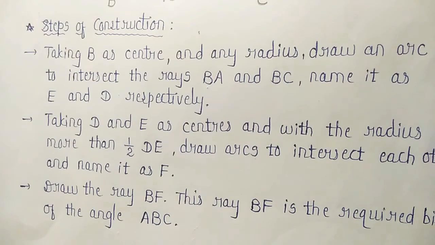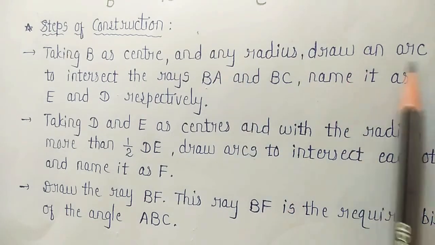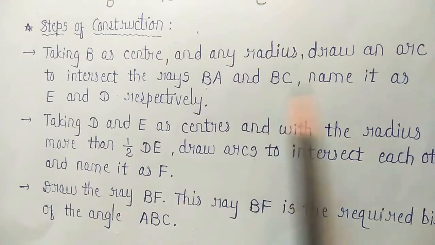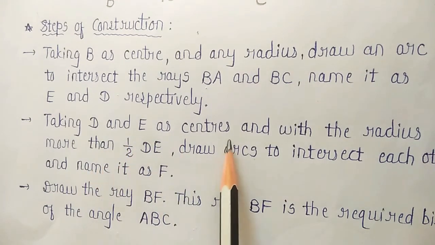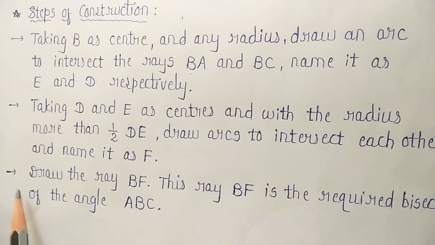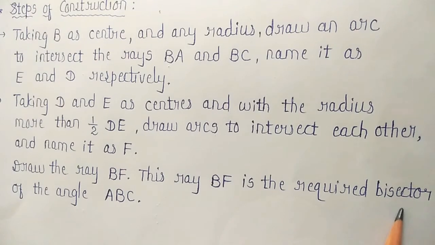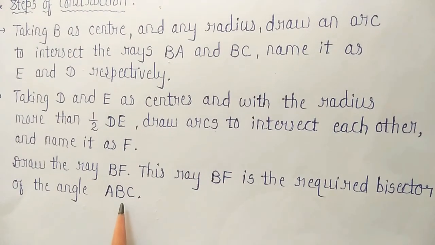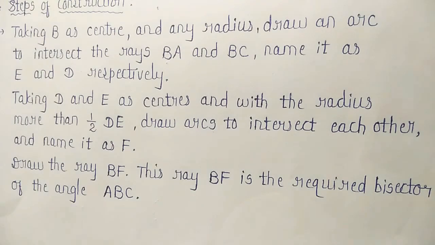Whenever we do construction, we have to write steps of construction. So here also we will write step 1. Taking B as a center and any radius, draw an arc to intersect the rays BA and BC and name them E and D respectively. Second step, taking D and E as centers and with a radius more than half of DE, draw arcs to intersect each other and name the point F. And next, draw the ray BF. This ray BF is the required bisector of the angle ABC. We have to write these steps of construction for every construction which we do.